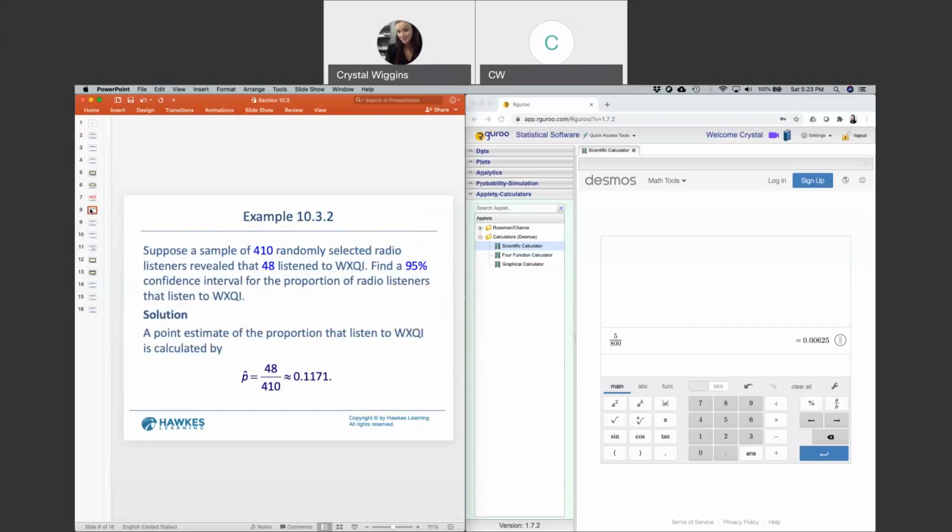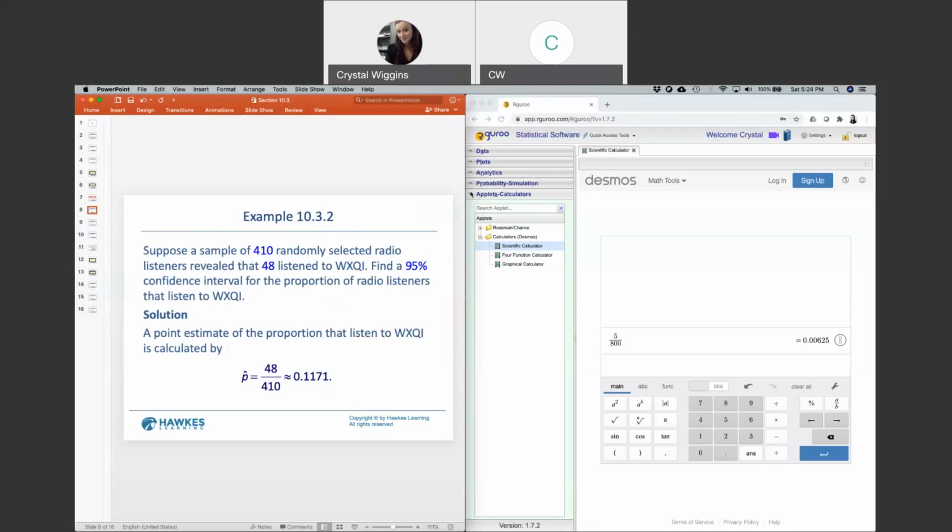So for example, let's suppose a sample of 410 randomly selected radio listeners revealed that 48 listened to WXQI. Find a 95% confidence interval for the proportion of radio listeners that listen to this station. So the first thing we have to do is find p hat. So we have to divide 48 by 410 to get our p hat.